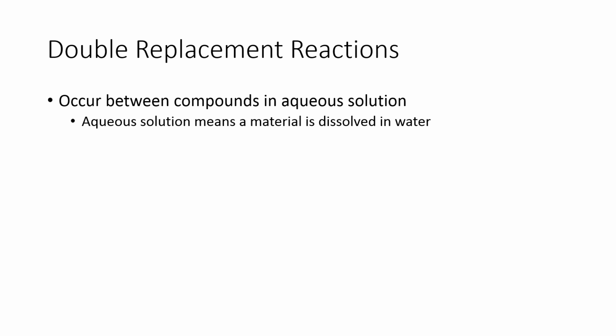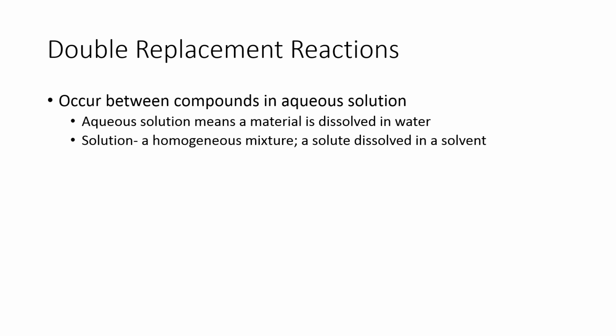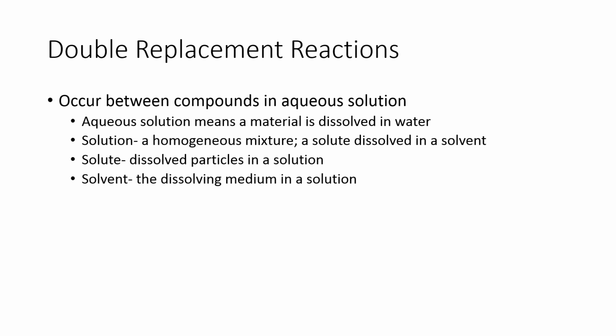So remember, a solution is a homogeneous mixture where a solute is dissolved in a solvent. So most of the time, we have water dissolving another substance. Solutes are the dissolved particles in the solution. So what is being dissolved? The solvent is the dissolving medium in a solution. So in all of our aqueous solutions, that is going to be water.